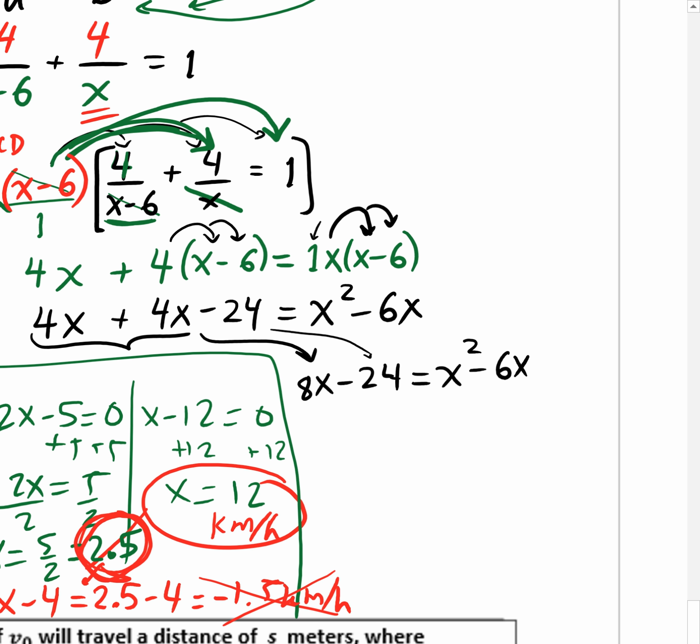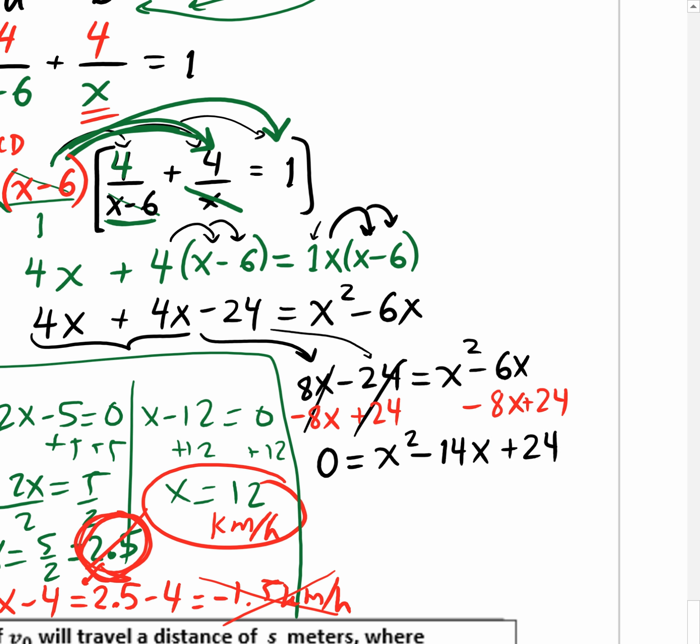Okay, and we're almost there. I need to now get everything on one side. So I'll subtract. And of course, remember you want to get everything on the side that's going to keep x squared, the highest power, positive. That's why I move everything from the left to the right. If I move the stuff from the right to the left, the x squared would end up being negative, and it's harder to factor that way. Now there's nothing on the left side. On the right side we have x squared, the two like terms make minus 14x, and then plus 24.